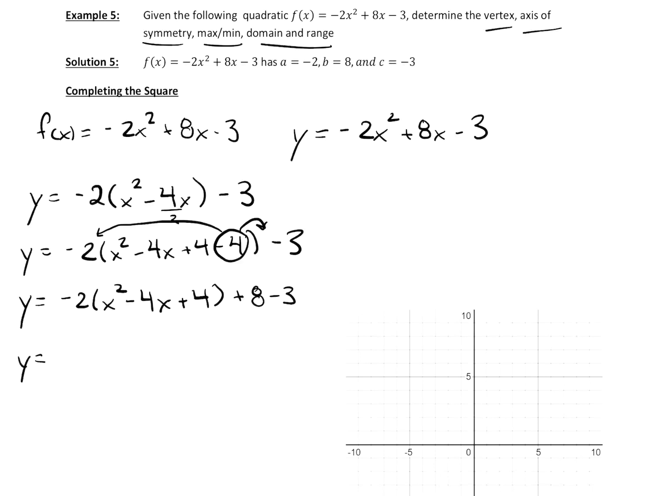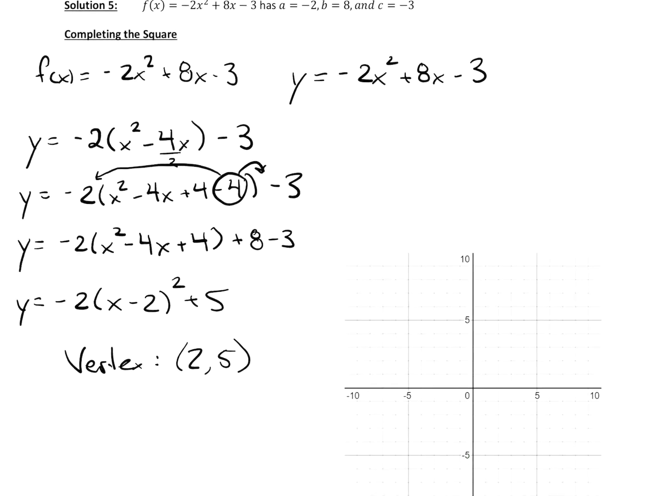We now have a perfect square trinomial, so we have negative 2(x minus 2) squared plus 5. Boom, vertex: 2, 5. Okay, so we know our vertex. What else do we know? We know our a value. Our a value is negative 2, which means it's going to open down.